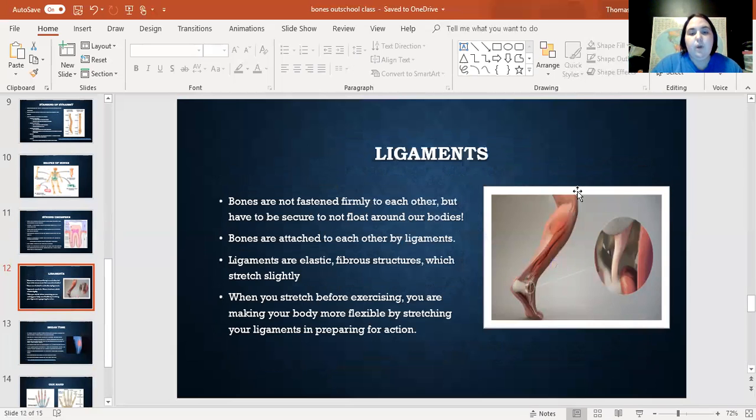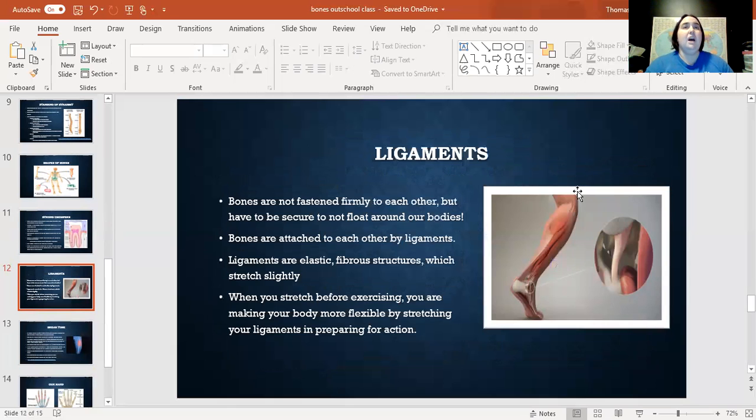When you stretch before exercising, you're actually making your body more flexible by stretching your ligaments and preparing for action. So if you are an athlete or you dance, you normally want to stretch beforehand, so you're making yourself more flexible to be able to move those bones and those muscles in ways that you need to.